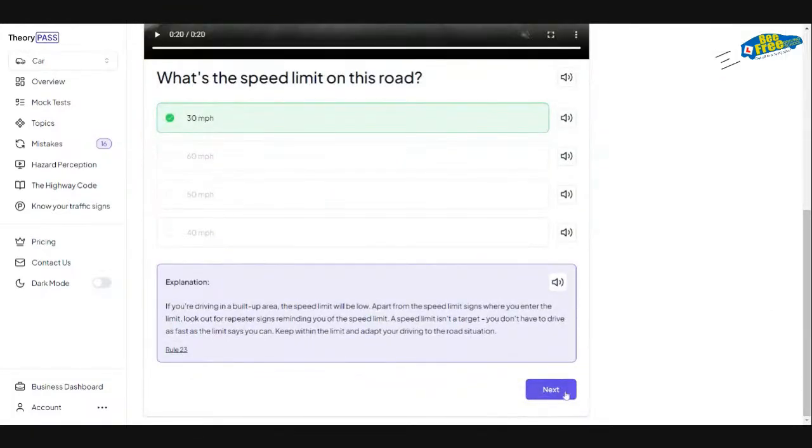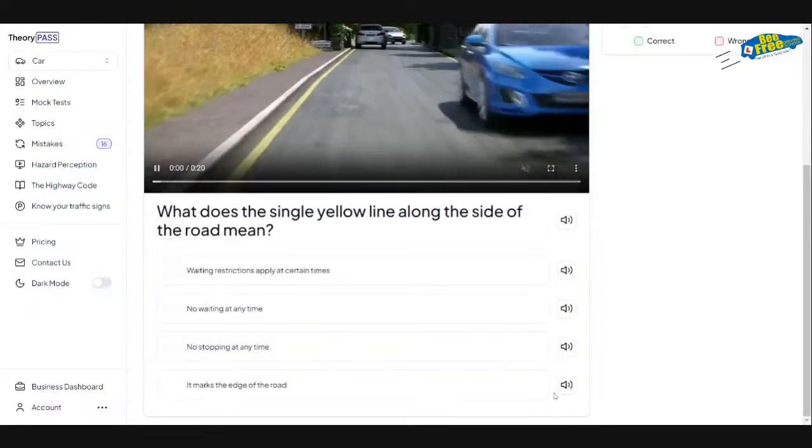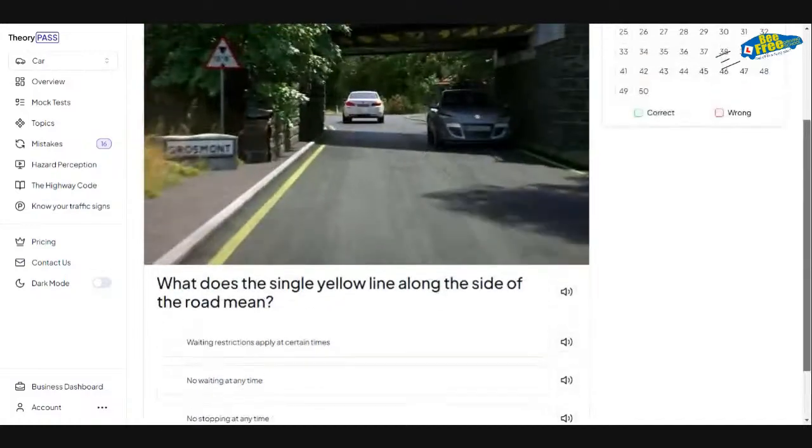Normally in a built-up area, the speed limit will be low anyway. It's normally 30, unless it says otherwise. Okay, what's the next question?